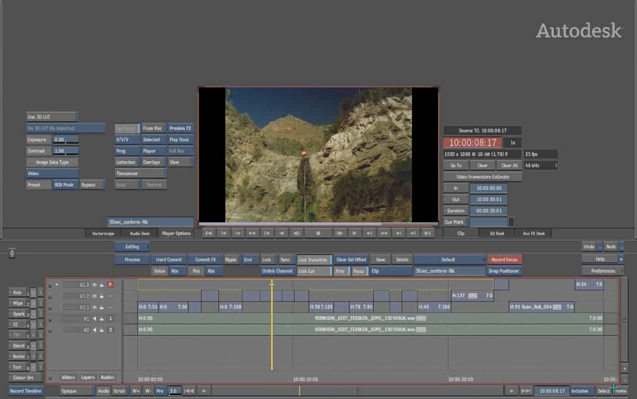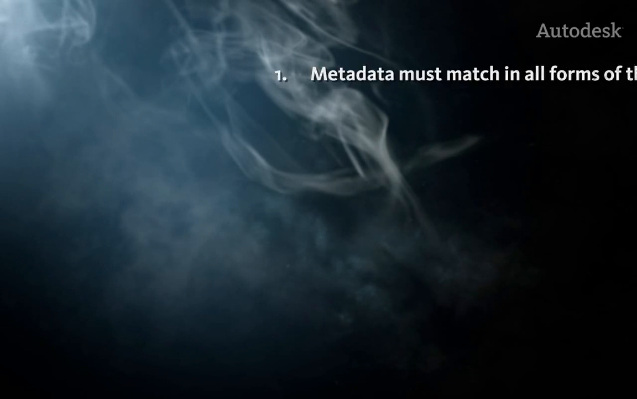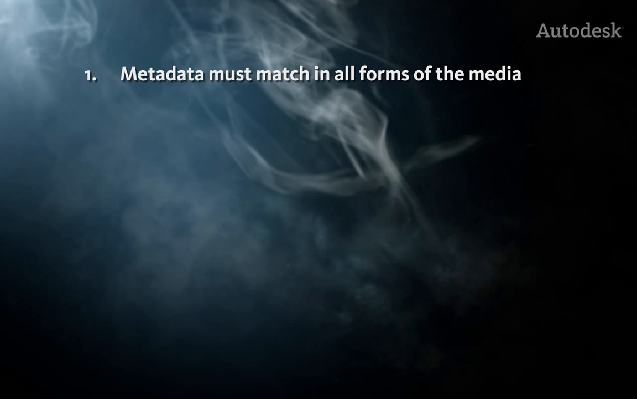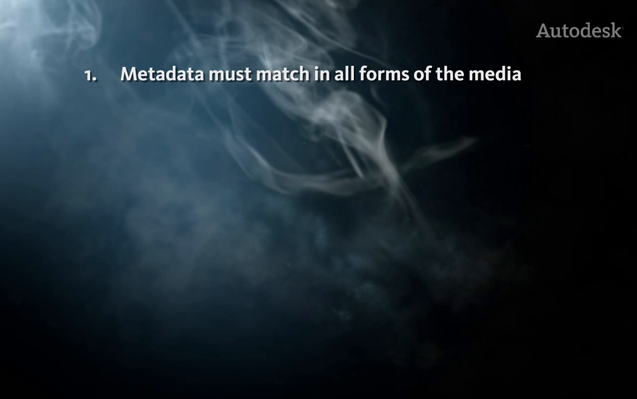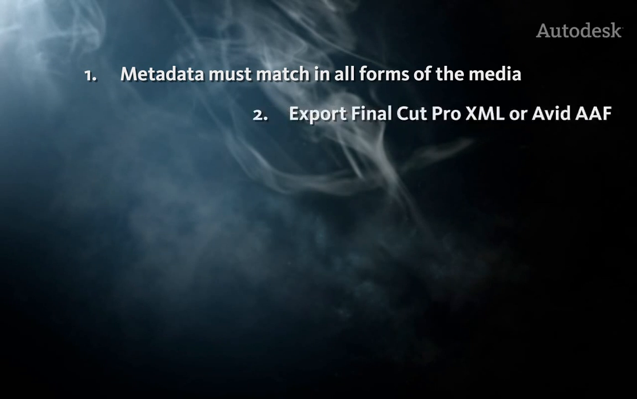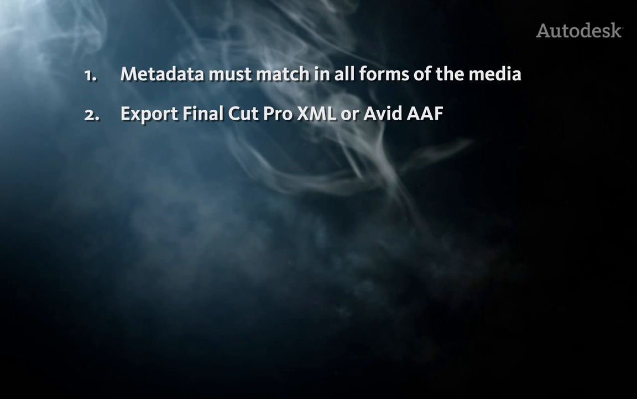Just to recap what we've done, there's basically about 7 steps. The first step is always ensure that the QuickTime media matches the DPX media in terms of the metadata, tape name, timecode, and same thing for Avid as well. Make sure that whatever media you're using, the metadata all matches up. The second step is to export out the XML from Final Cut Pro or AEF from the Avid and put it in a logical place near the media.